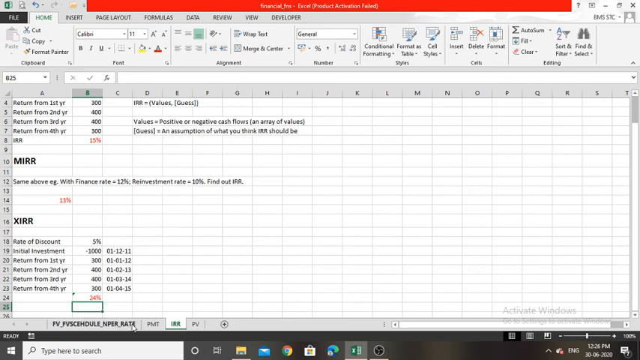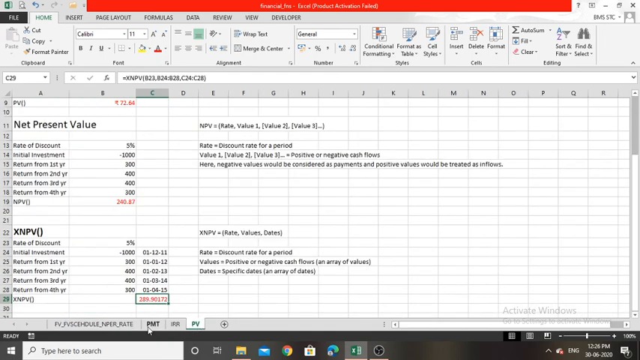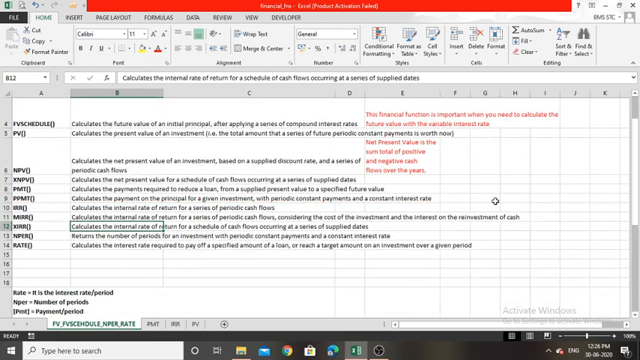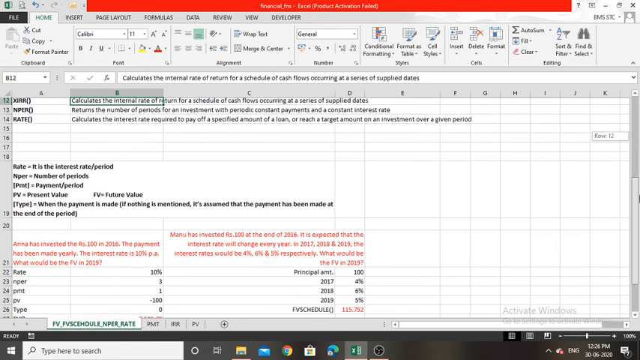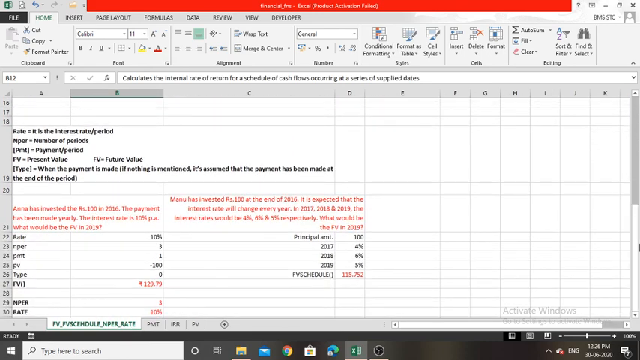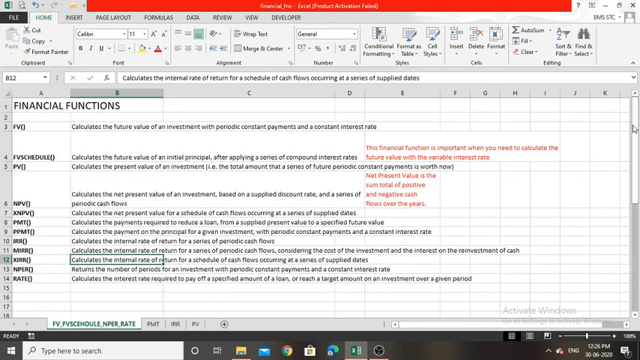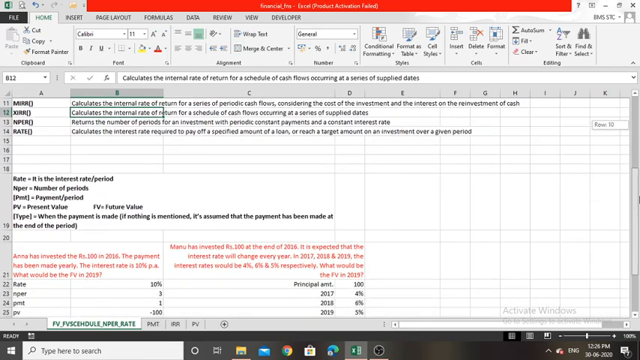Hence we calculated the rate of return, present value, payment per period, future value, schedule, NPR and rate. These are the functions which are most commonly used under the financial functions. I hope you all got the idea on financial functions. Learn through these functions and understand the concept of these functions also.